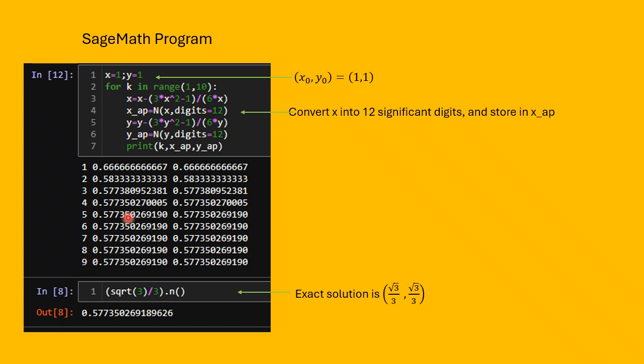But in any case, we saw that by starting with 1, 1, and using Newton's algorithm here to get successive approximations of the solution, we got points that look like they're converging to the square root of 3 over 3, square root of 3 over 3, which was the exact solution to our system of equations.